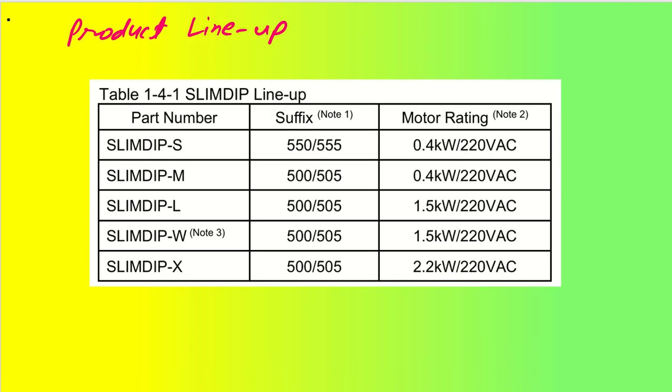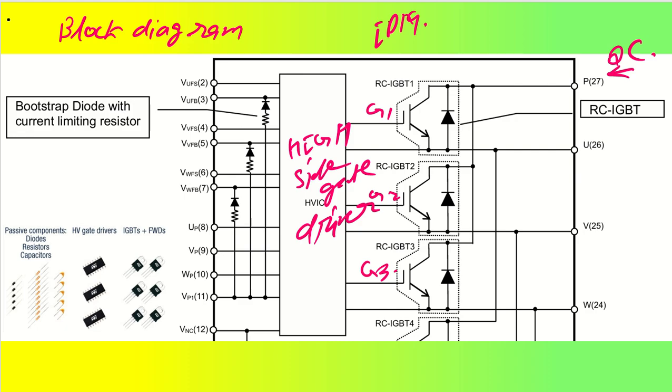If we talk about the product lineup of this particular series of DIPIPM, we have SLIMDIP-IPM in S, M, L, W, and X series, and it has proper motor ratings. As you can see, we have 400 watts, going up to 1500 watts or 1.5 kilowatts, and this is going up to 2.2 kilowatts, that is 2200 watts. So it was all about the block diagram of this particular IC that we were seeing.